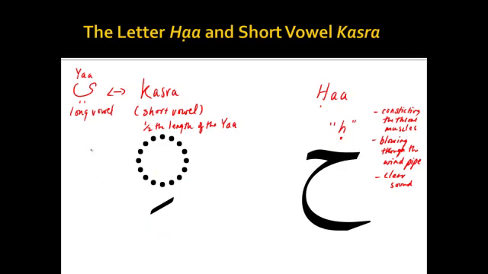Okay? And we wrote the ya like an I with a line over it to indicate the e sound, and we're going to write in transliteration the kasra as an I. Although it's important to not pronounce the kasra like an I. It's not an I, it's an E. That takes some getting used to as well. Let's move on.